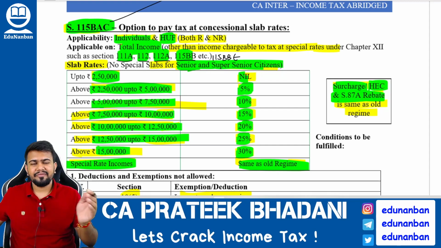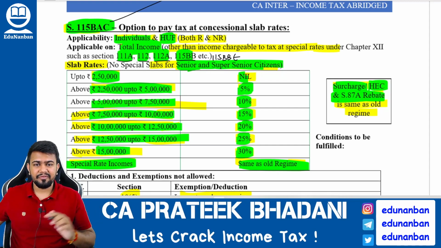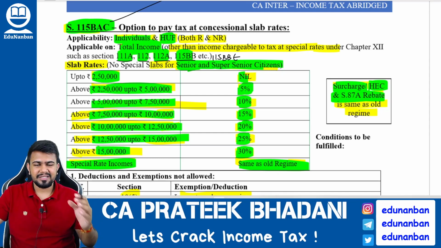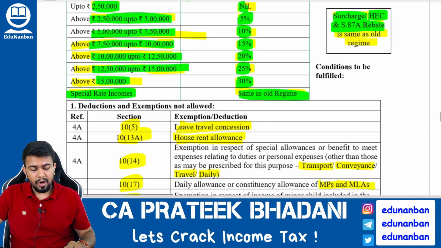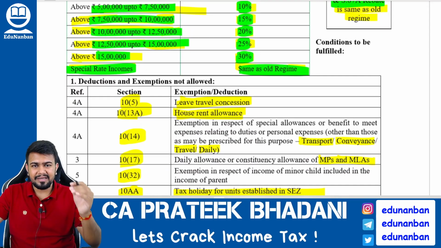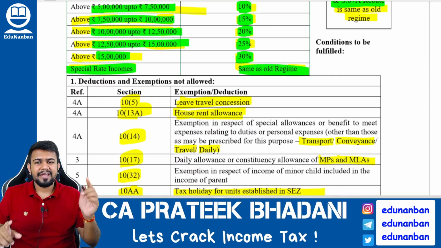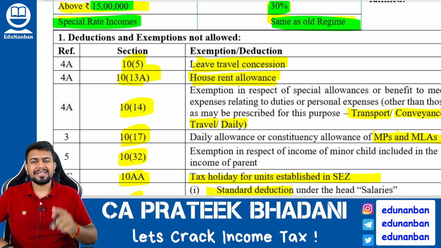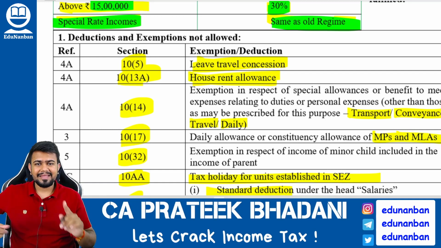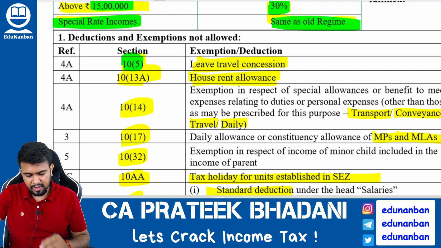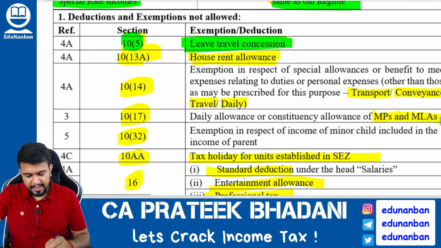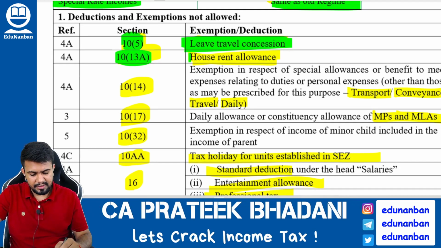Now why is the government giving the lower tax slab benefit? Because the government is snatching away so many exemptions and deductions that are given to the assessee. So what are the different types of exemptions and deductions that have to be given up if the person has to choose the new tax regime? Hence, if the person is choosing the new tax regime, that is section 115BAC, then that person cannot take the benefit of section 10 clause 5, that is leave travel concession, which we studied in salary chapter. Then 10(13A) benefit is not available, that is house rent allowance, which we studied in salary chapter.